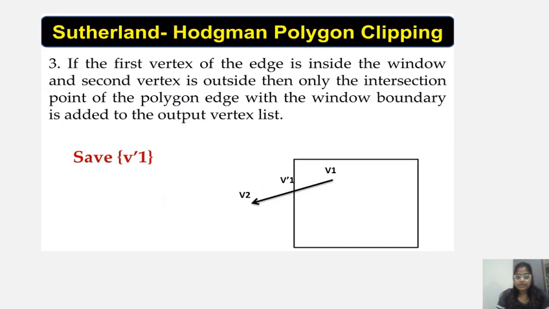Next case is if the first vertex of the edge is inside the window and the second vertex is outside, then only the intersection point of the polygon edge with the window boundary is added to the output vertex list. Here, the input vertex is going from V1 to V2, which has the intersection point V1 dash. So the output will be only V1 dash without considering V2 because it is not existing inside the polygon or touching the polygon. So the output point or the save point will be V1 dash.